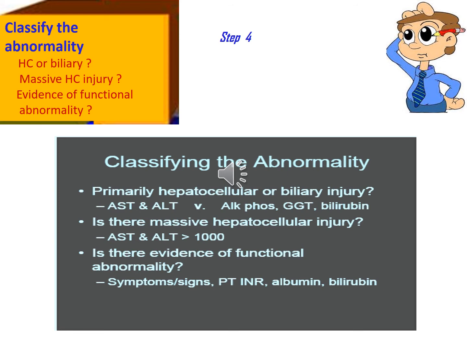If the main rise is in transaminases, this is hepatocellular injury. If the main rise is in alkaline phosphatase, gamma GT and bilirubin, this is mainly cholestatic liver disease. But don't forget, bilirubin can be put in both arms; it does not differentiate much. Is there massive hepatocellular injury, with liver enzymes exceeding 1000? Is there evidence of functional abnormality according to the clinical features of a failing liver or the INR, albumin, and bilirubin?